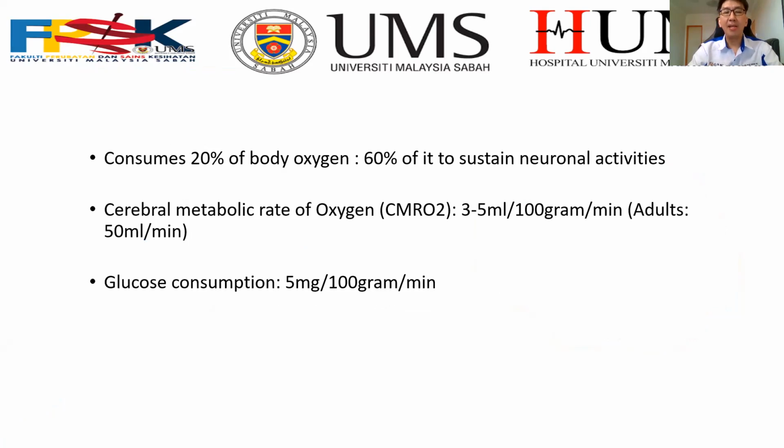Specifically, the CMRO2, the cerebral metabolic rate of oxygen, is about 3.3 to 5 mL per 100 grams per minute. Thus, in a 1.5 kilogram brain, it is about 50 mL per minute at least. The CMRO2 means the oxygen demand of the brain to sustain its activity. Because of this as well, the glucose consumption is higher, at about 5 milligrams per minute.